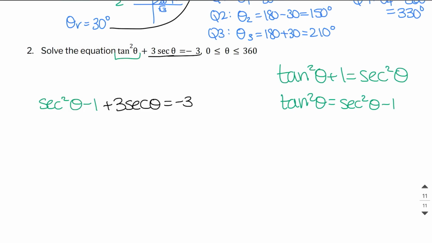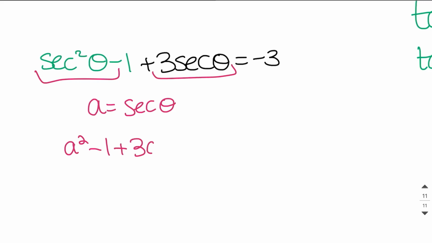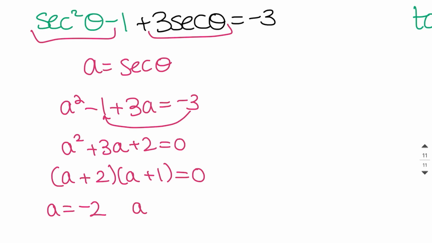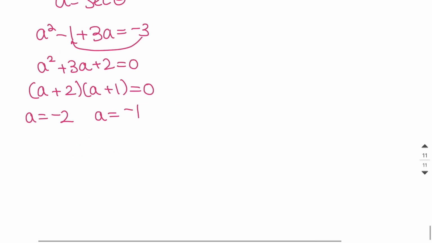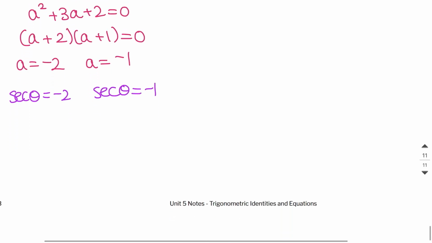Now, to make my life easier, I'm going to do a substitution. Again, this is not required. You do not have to do this. This turns into a squared minus 1, and then this turns into 3a. Now I can say that this is a squared plus 3a. I can move this 3 over, and I end up getting plus 2. I'm going to go through and factor this. So then a is -2 and a is -1, which means that secant of theta equals -2 and secant of theta equals -1.